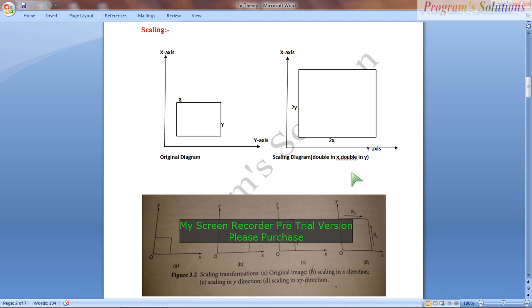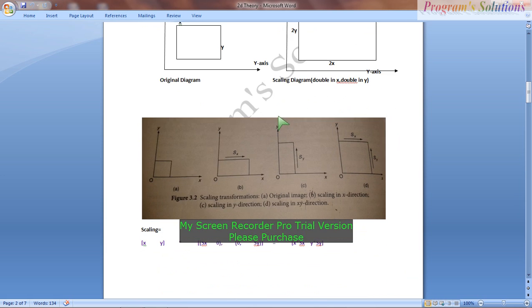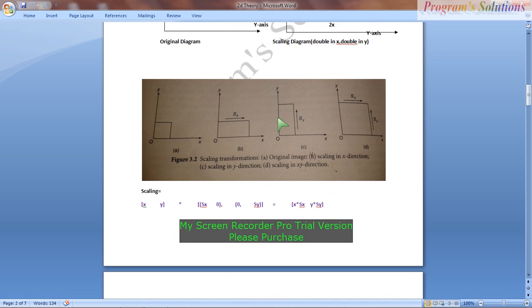Here we double the size of a rectangle. The initial length of the rectangle is x, and after the scaling operation, the length becomes 2x, and the breadth becomes 2y. So in this way the scaling operation works. We will see the scaling operation in detail.